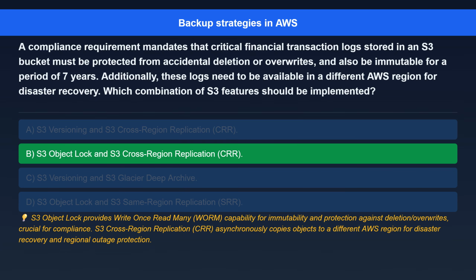The correct answer is S3 object lock and S3 cross-region replication, CRR. Here's the explanation. S3 Object Lock provides write once read many (WORM) capability for immutability and protection against deletion/overwrites, crucial for compliance. S3 Cross-Region Replication (CRR) asynchronously copies objects to a different AWS region for disaster recovery and regional outage protection.